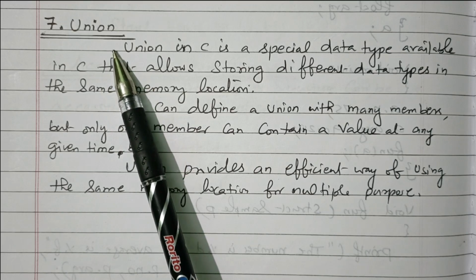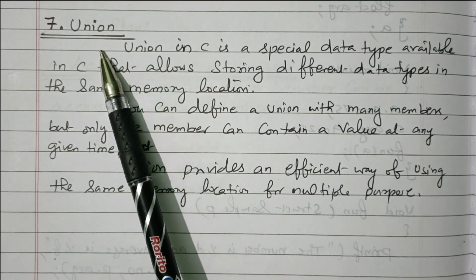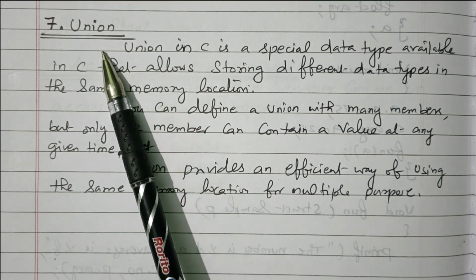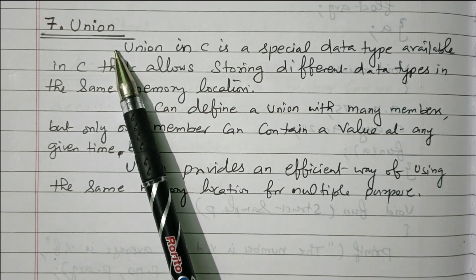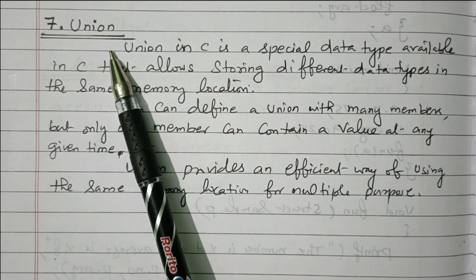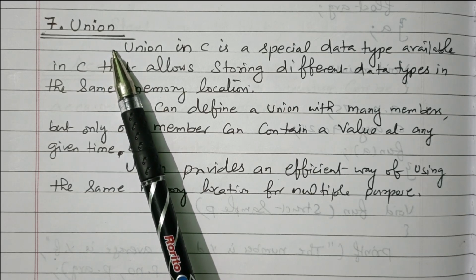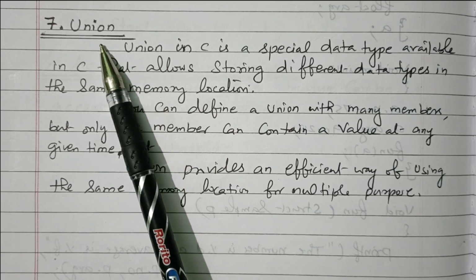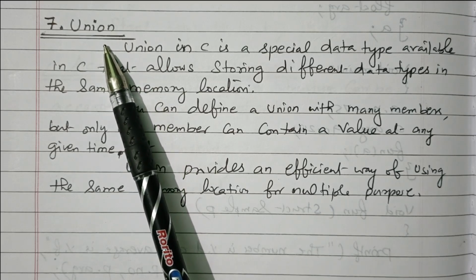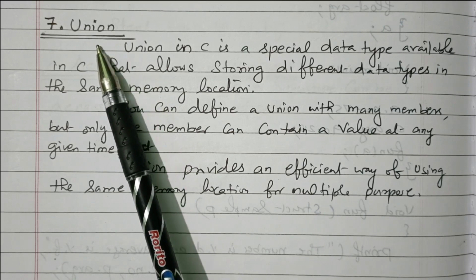Now we'll go to the topic union. We know that union is related to the structure. Structure is a collection of different types of related data, for example, student detail, employee detail, like that. Compared with the structure, union is similar, but some special characteristics are available.